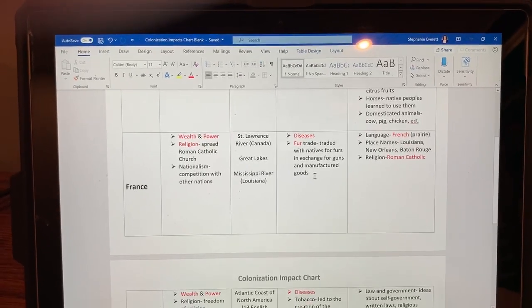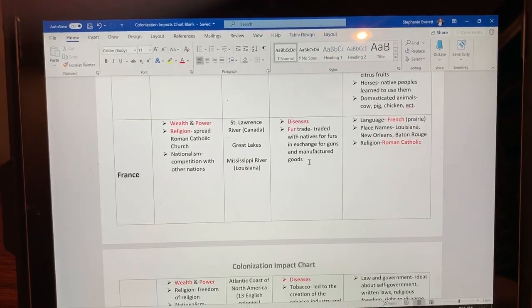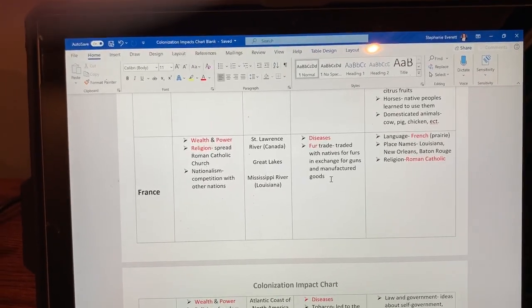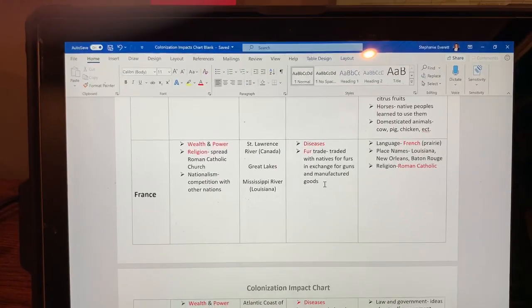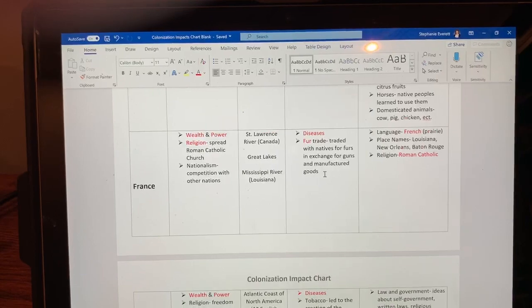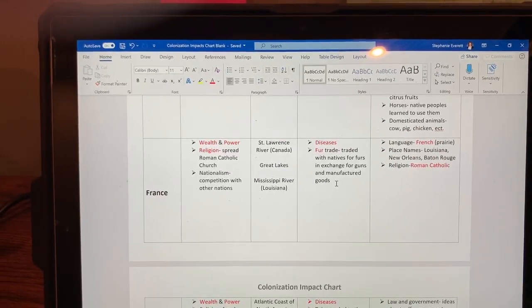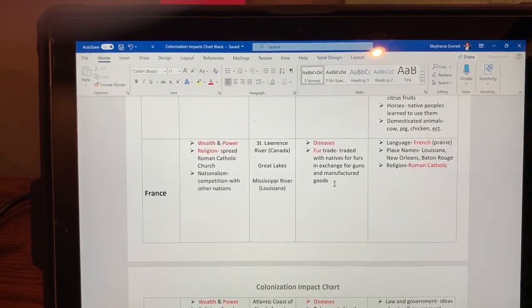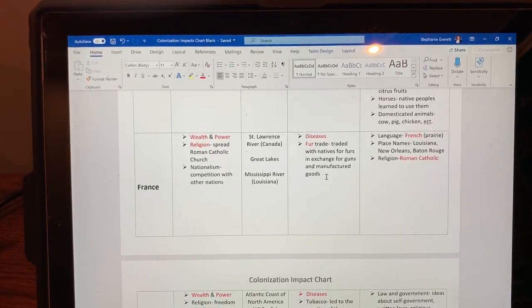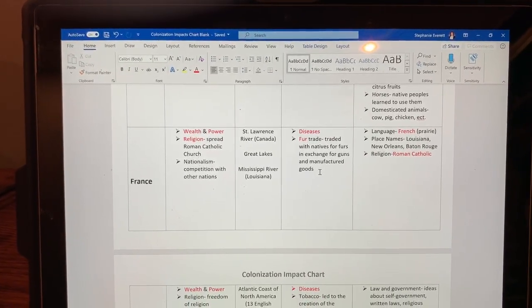Europe was crowded, very, very, very crowded. So animals like beavers and things like that they made their fancy hats out of and coats out of didn't really exist much in Europe anymore. They had really run a lot of them off, but they were all over the New World, especially in these northern regions. So they traded with the natives for furs in exchange for guns and manufactured goods.